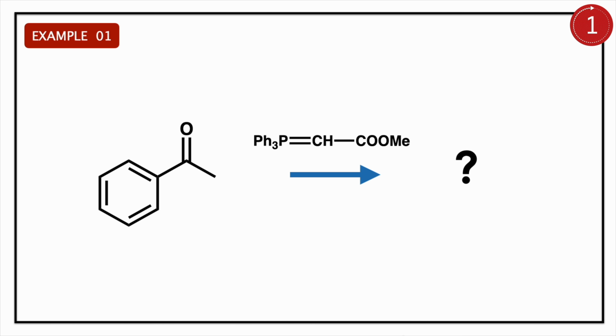The problems are the best way to learn. So I gave some problems for better understanding. Let us see the first problem. Starting material is benzene attached with methyl group, basically ketone, acetophenone. The ylide is phosphorus ylide with COOMe attachment. You should find what will be the final product.